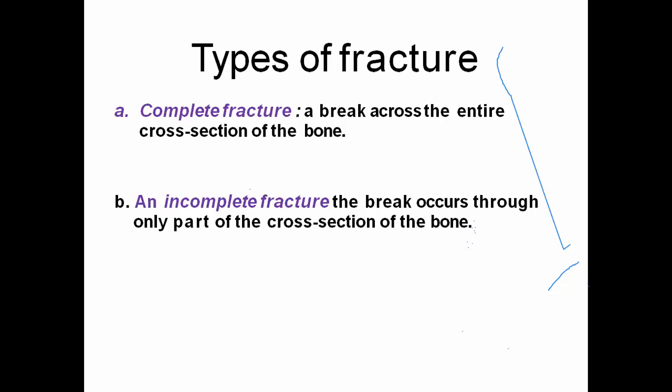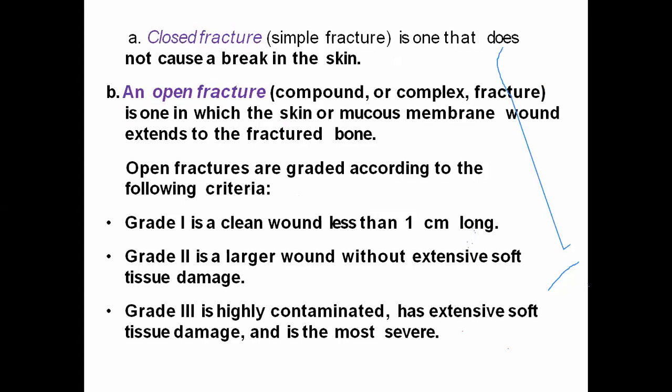When it is a complete fracture, the entire cross section of the bone is broken. But in an incomplete fracture, there is breakage in only some part of the cross section of the bone. Now, a closed fracture is sometimes known as a simple fracture. It does not cause a break in the skin. Even though you have a fracture, the part of the bone won't come out of the skin. That is known as a closed fracture.